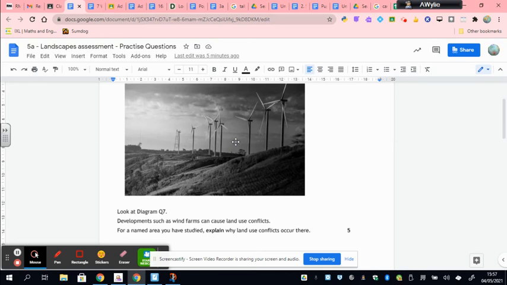Well, tourists might be, because they might perceive them as ruining the landscape, and therefore they might be opposed to the building of that. The RSPB, which is the Royal Society for the Protection of Birds, they might be against the building of these wind turbines, because wind turbines can kill birds, especially when they're spinning very fast. So that's actually 2 possible reasons why there's a conflict.